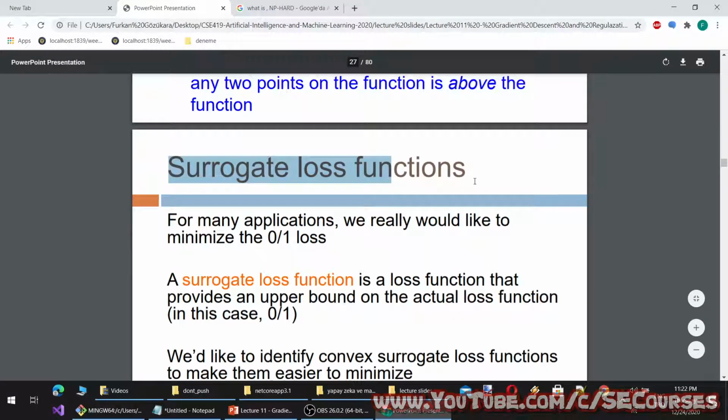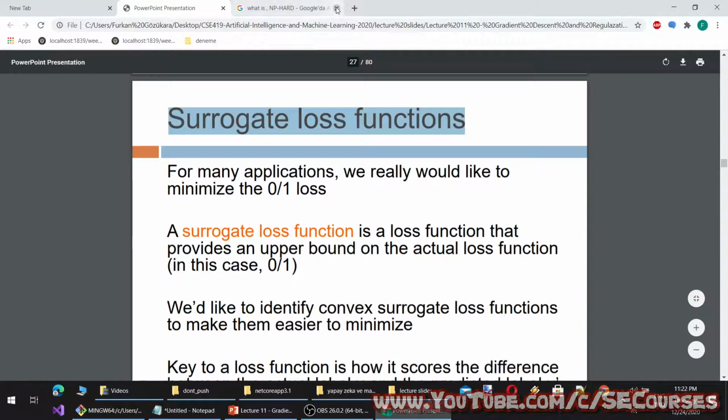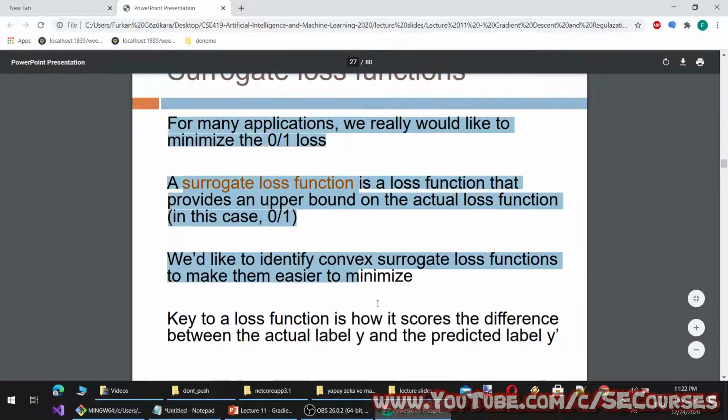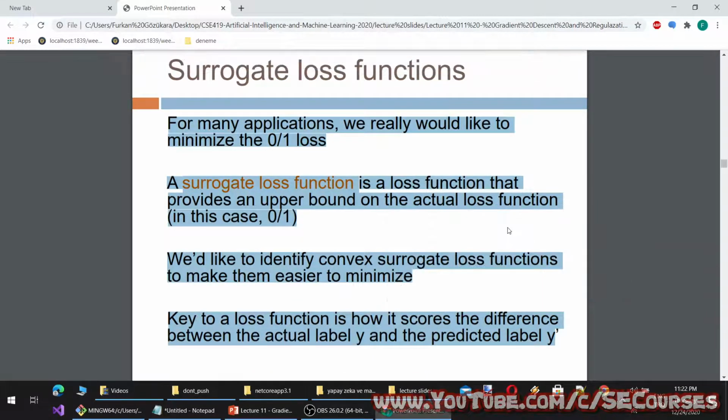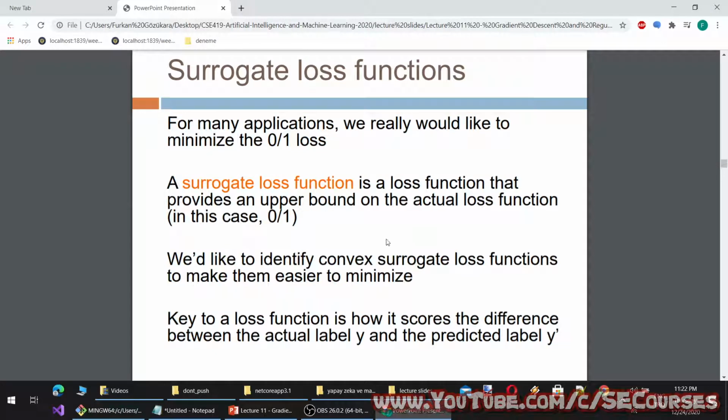Okay, surrogate loss functions. For many applications, we really would like to minimize the 0/1 loss. A surrogate loss function is a loss function that provides an upper bound on the actual loss function, in this case 0/1. We'd like to identify convex surrogate loss functions to make them easier to minimize.